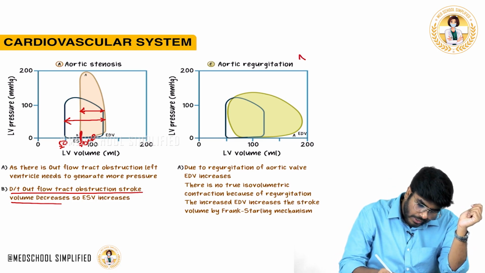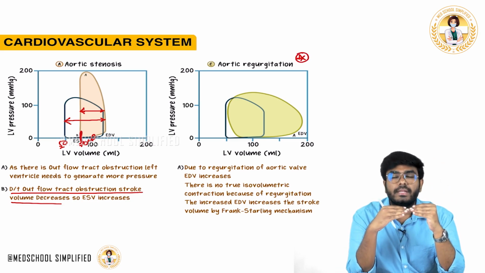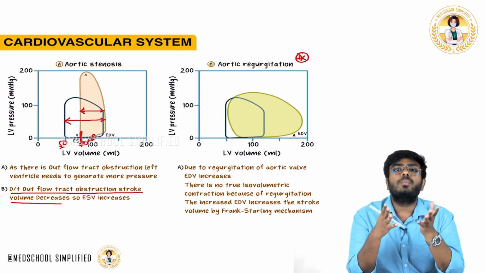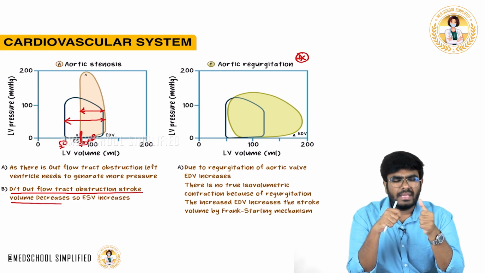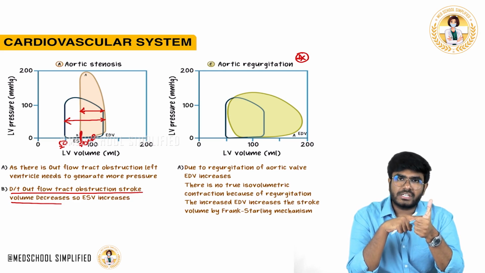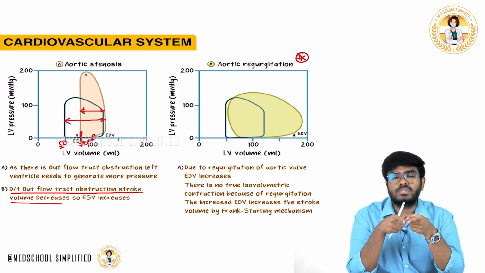Now, let us discuss aortic regurgitation. In aortic regurgitation, what happens? The aortic valve is not properly closing. Now tell me, if the aortic valve is not properly closing, is there a true isovolumetric contraction? No. Isovolumetric contraction means all the valves should be closed.